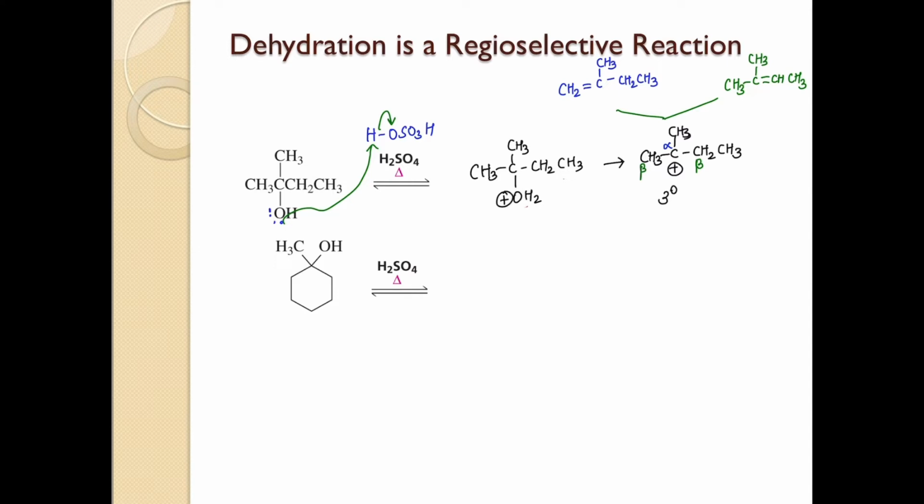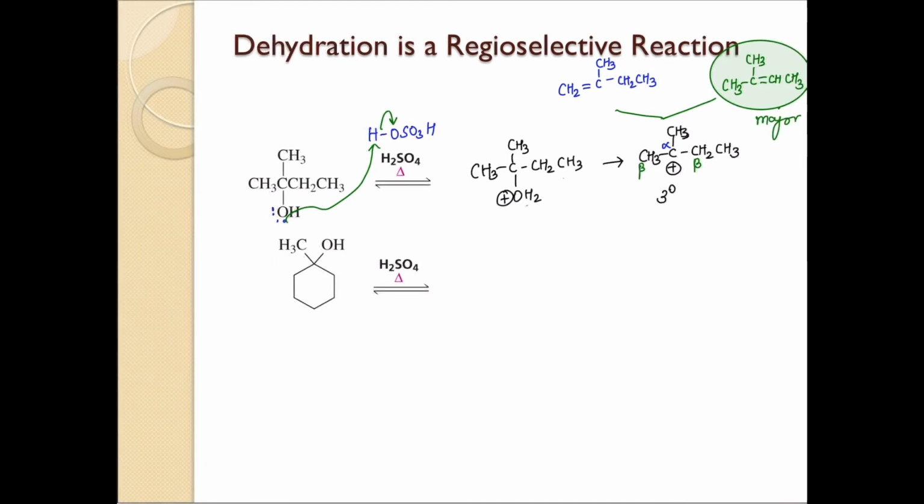And between these two, which one is the major product? We already know that this is going to be our major product. Why? Because this is more substituted. And according to Zaitsev's rule, the more substituted alkene is the one that's going to be formed more because of its stability.